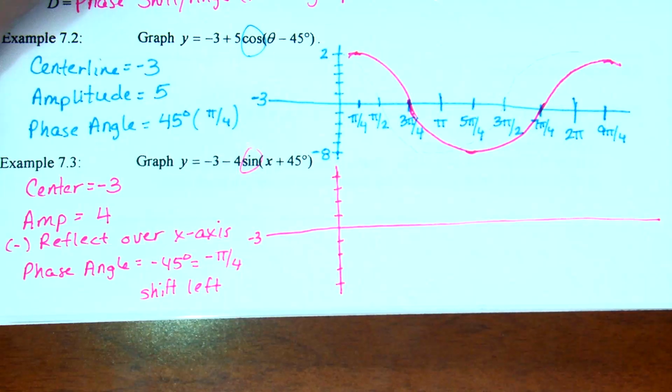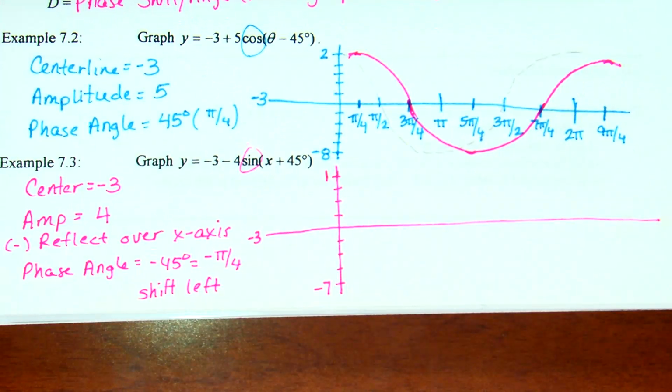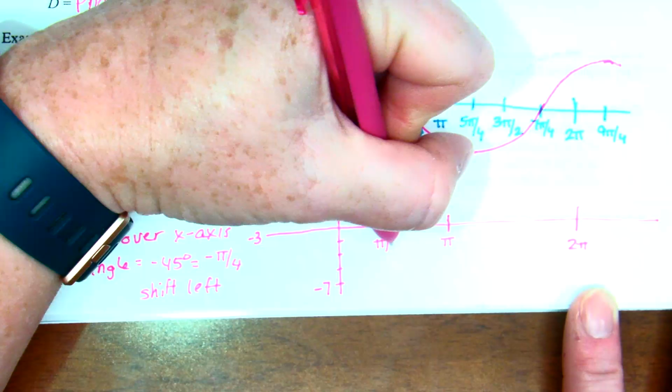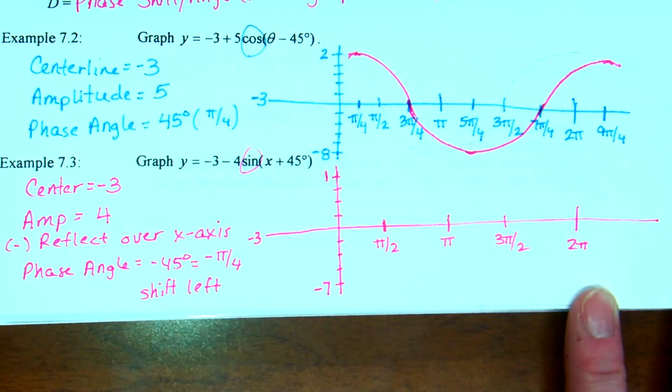Labeling up 4 to +1. Labeling down 4 to -7. I'm going to do the same thing as last time, and I'm going out to 2 pi. The middle of 0 and 2 pi is 1 pi. The middles of those are pi/2 and 3 pi/2.